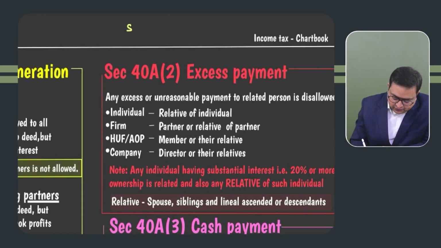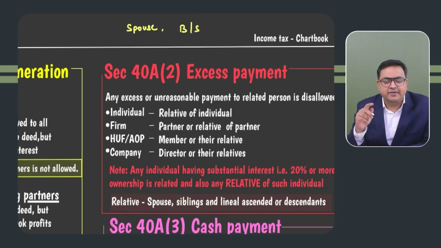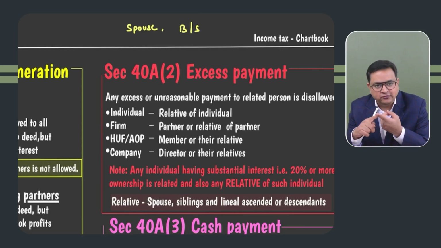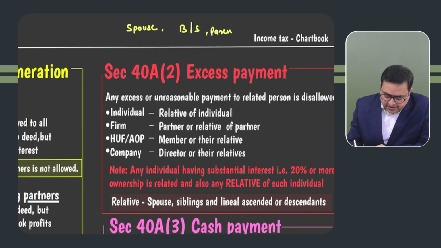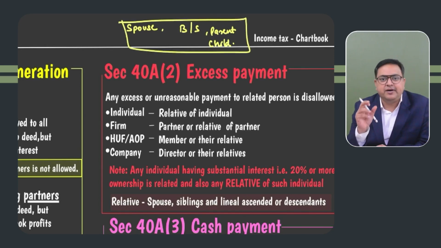Spouse is a related party. Brother and sister are related parties. If the individual is making a payment to spouse, brother or sister, or to a linear ascendant or descendant, it is a related party payment. Linear ascendant means parents. If you are making a payment to parents or grandparents, or linear descendants, children or grandchildren, then these are the only related parties.